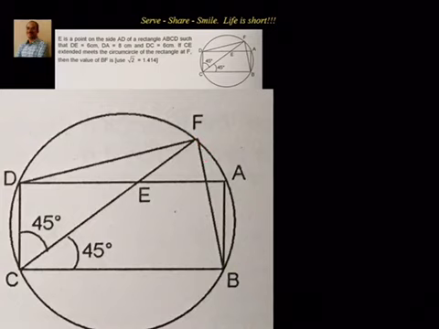Let's understand this again. We'll read it again. E is a point on the side AD of a rectangle ABCD such that DE equal to 6, DA equal to 8, DC equal to 6 centimeters. If CE extended meets the circumcircle of rectangle ABCD at F, then what is the value of BF? We can use root 2 equal to 1.414.